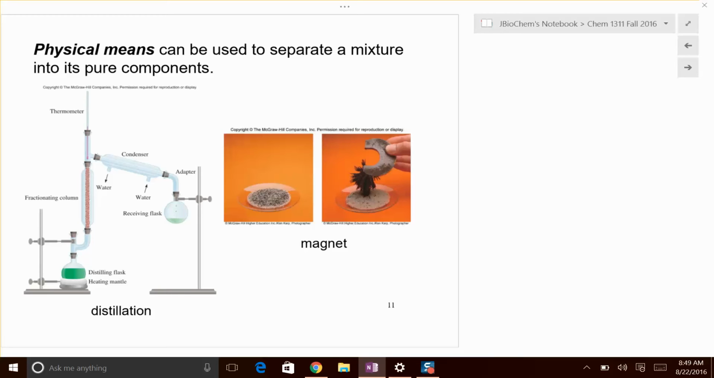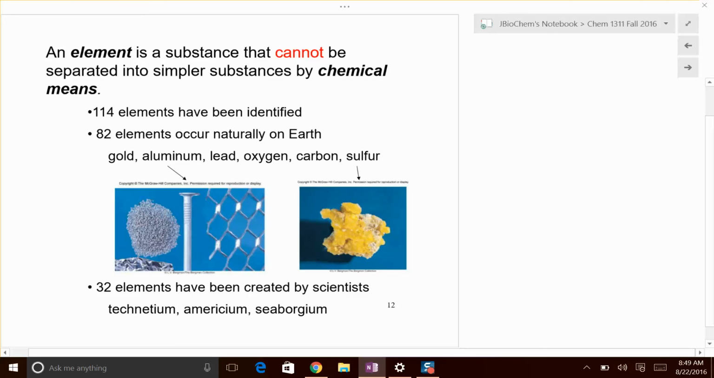Or even the salt water example. If I have salt dissolved into water and I boil it, the water will evaporate and what's left? The salt, right? So I have separated the water and the salt because the boiling point of the salt would be so ridiculously high that you would never even come close to causing that to boil away. Okay? The water would easily boil away.